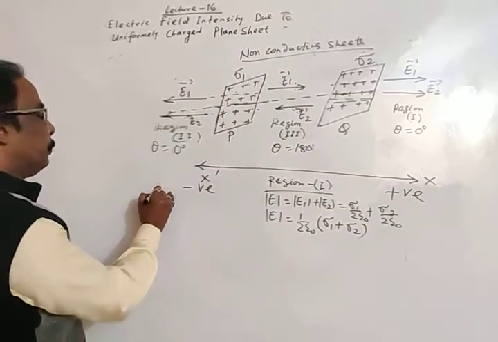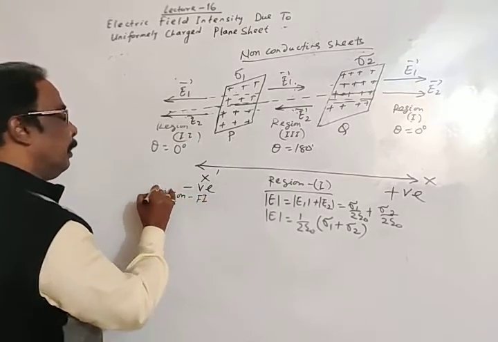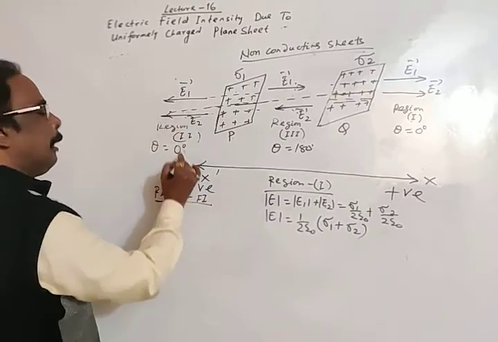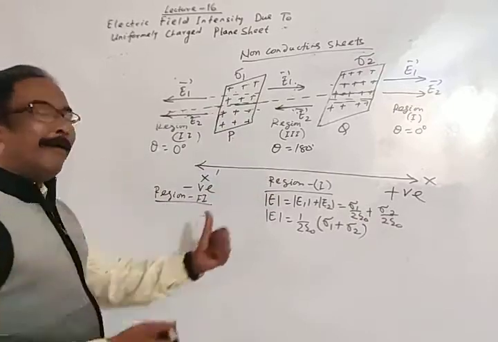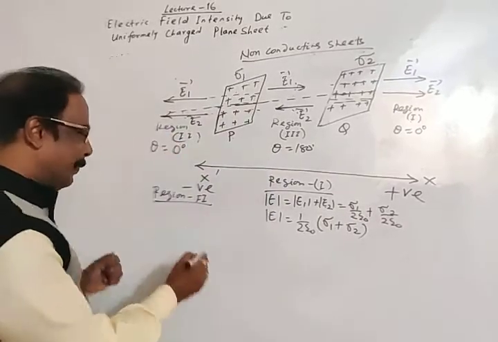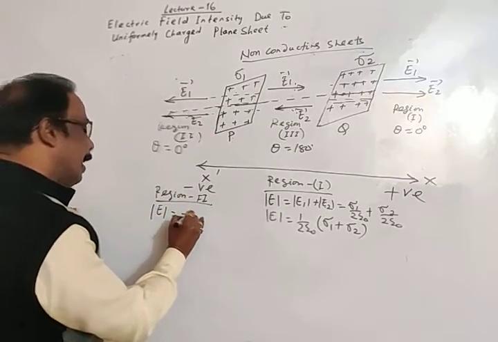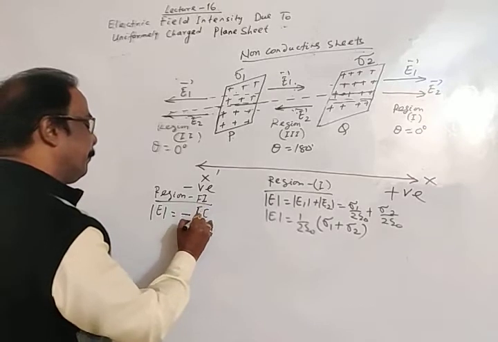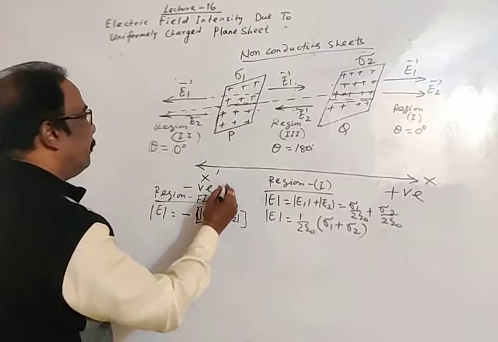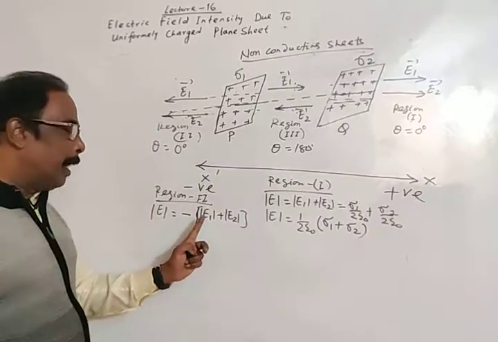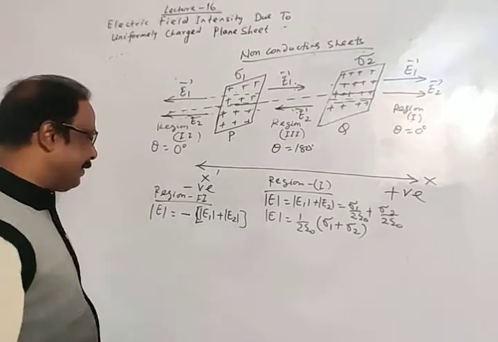For region 2, here also the angle between E1 and E2 is 0 degrees, but E1 and E2 both are along the negative x-axis. So the magnitude of the resulting electric field is minus the magnitude of E1 plus the magnitude of E2. Both are in the negative x-axis, so the sum is minus E1 minus E2.